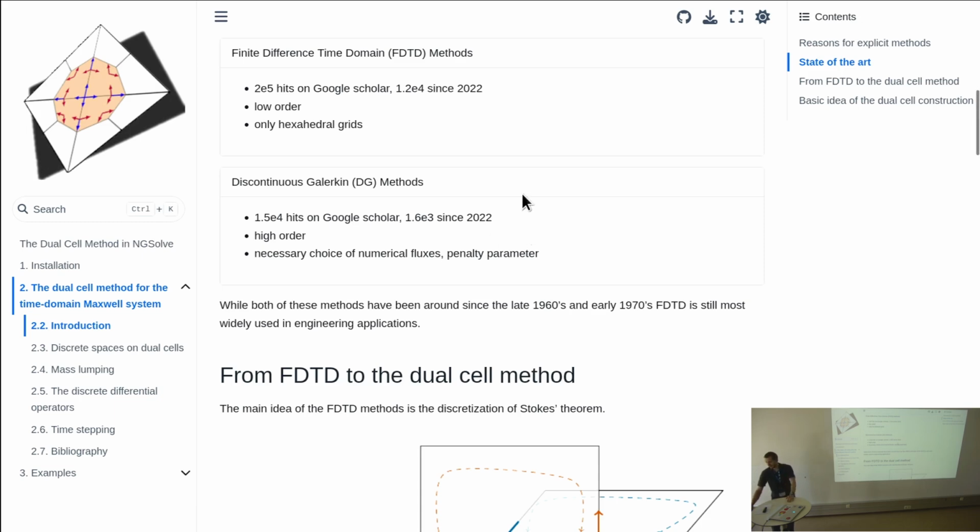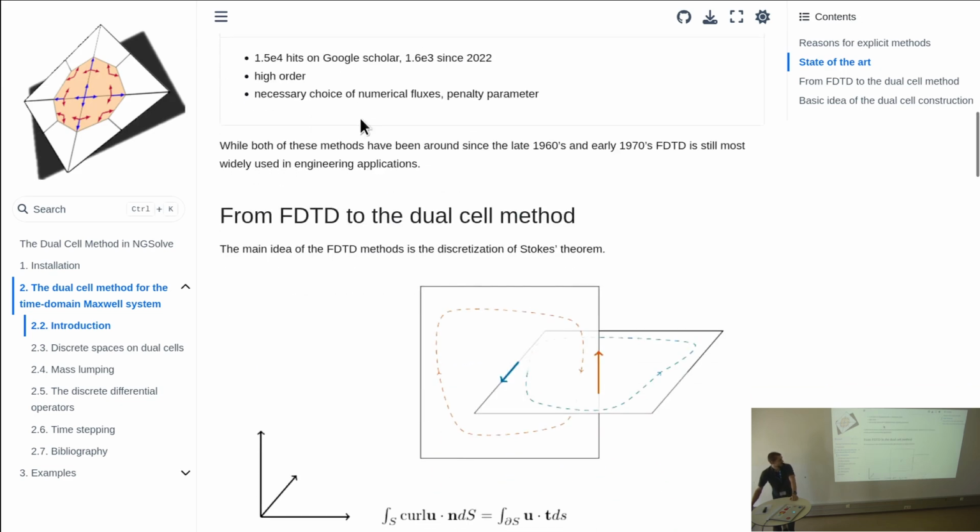So our approach is somehow in the middle of these methods. So we want to have a high order method, which is explicit, but has the efficiency and the ideas of FDTD, but doesn't have the limitations of having only low order convergence or hexahedral grids. So what is FDTD all about?